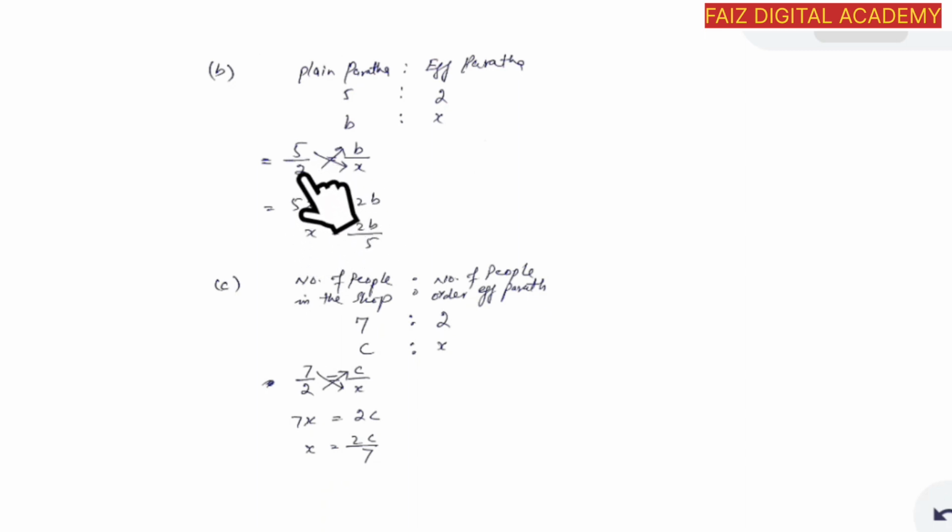5x is equal to 2b, and then separating x from the 5 by moving it to the other side of the equation. So x is equal to 2b over 5.